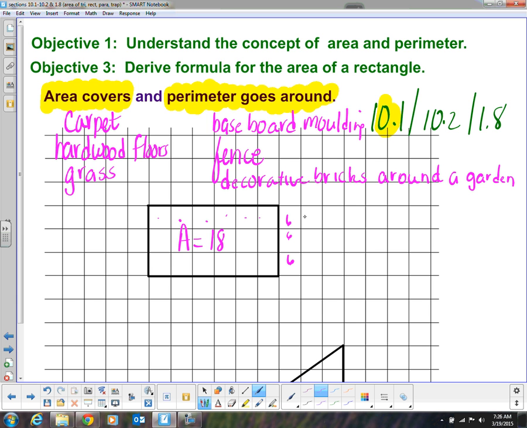18. If I wanted to fence in this yard, this is 6 units, this is 3 units, this is 6 units, this is 3 units, and I would say 3 plus 6 plus 3 plus 6 is 18. Are you kidding me?